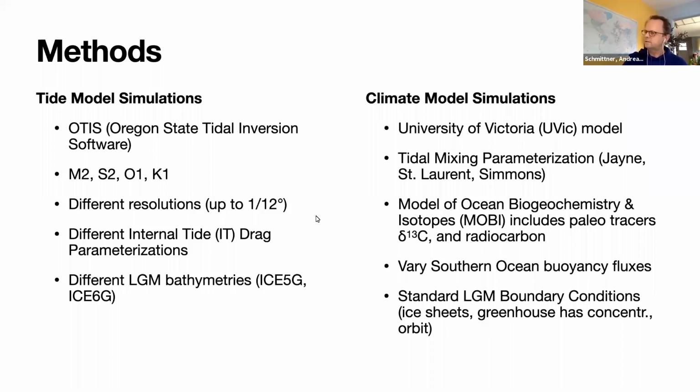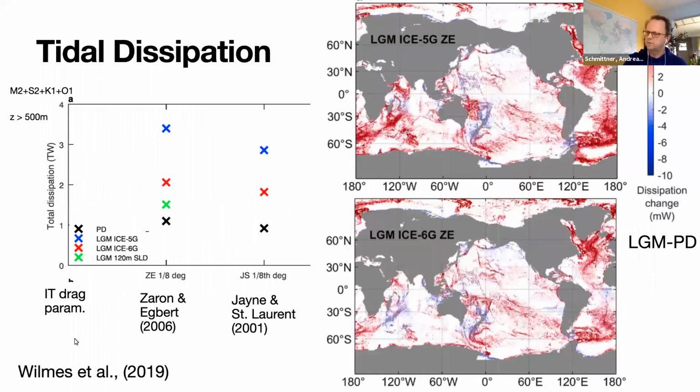And so here are some of the results that I just want to review from the published paper, the Wilmes et al. 2019 paper. On the left, it shows the global integrated tidal energy dissipation from all of those 4 tidal constituents for depths below 500 meters. Here the black symbols are the present day simulations, or present day tides. And the blue is the ICE-5G reconstruction, and the red is the ICE-6G reconstruction.